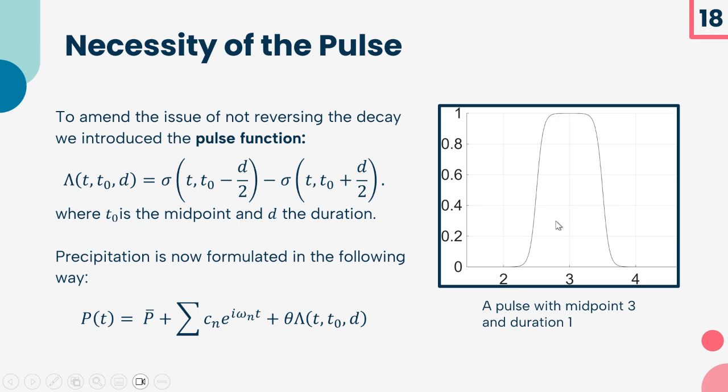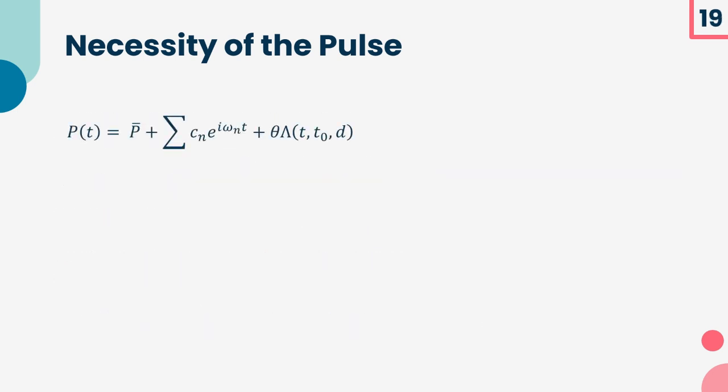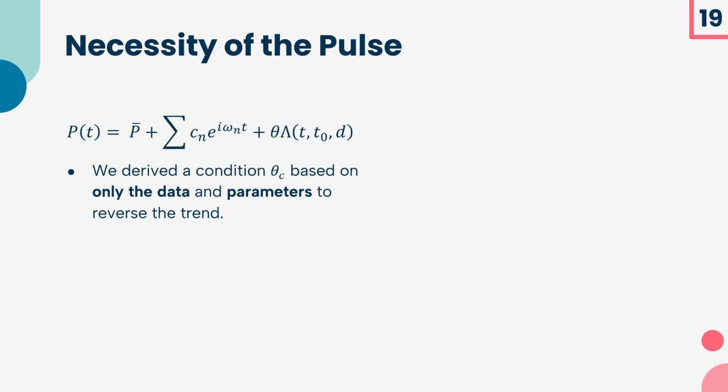We got this precipitation graph here. There's a pulse graph. It represents just an injection of water into the system. So what we want to do is see how does this reverse the trend. So we have a strength on this pulse, so we can change how much water this pulse adds into the system. And we could derive the condition purely based on the data that you give it, so precipitation, and the parameters in the model to reverse the trend.